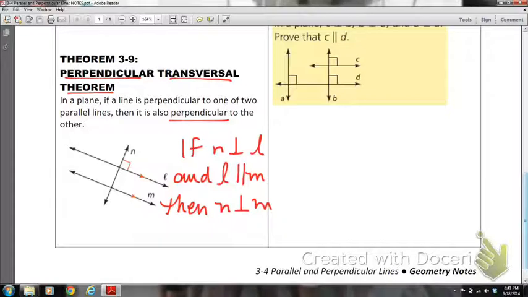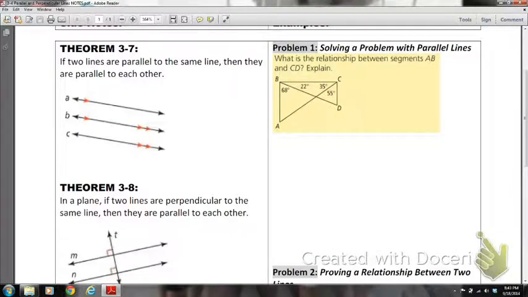So let's look at a couple of problems on the right side of the page. In problem 1, we're solving a problem with parallel lines, and it asks what is the relationship between segment AB and segment CD, and you have to explain your reasoning. So let's look at some of the angles in the diagram. We have the measure of angle ABC.